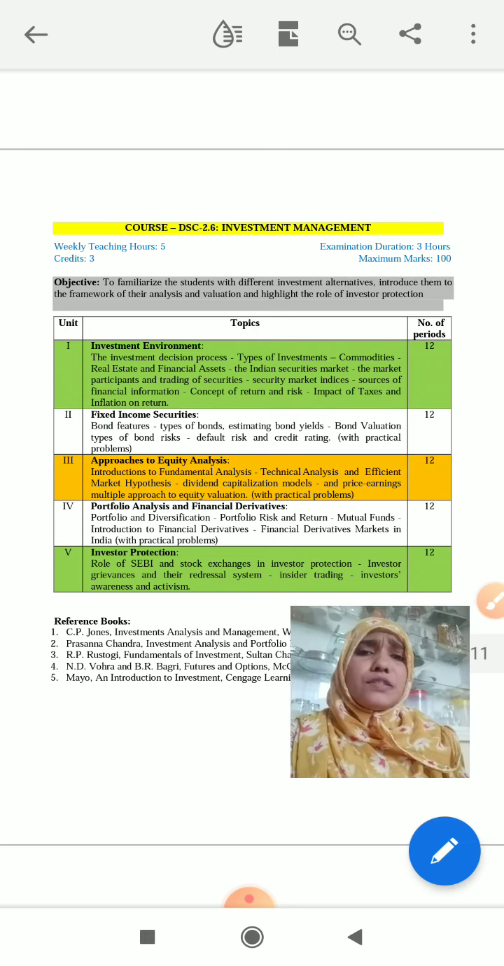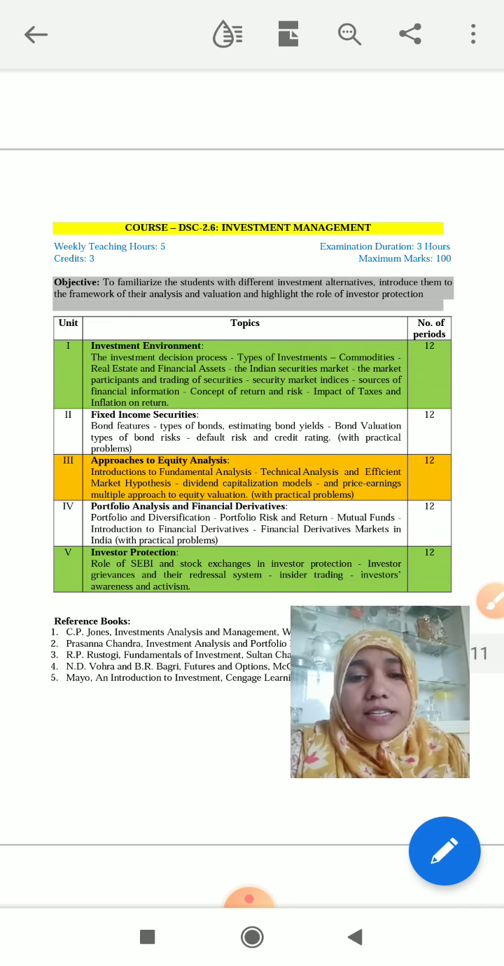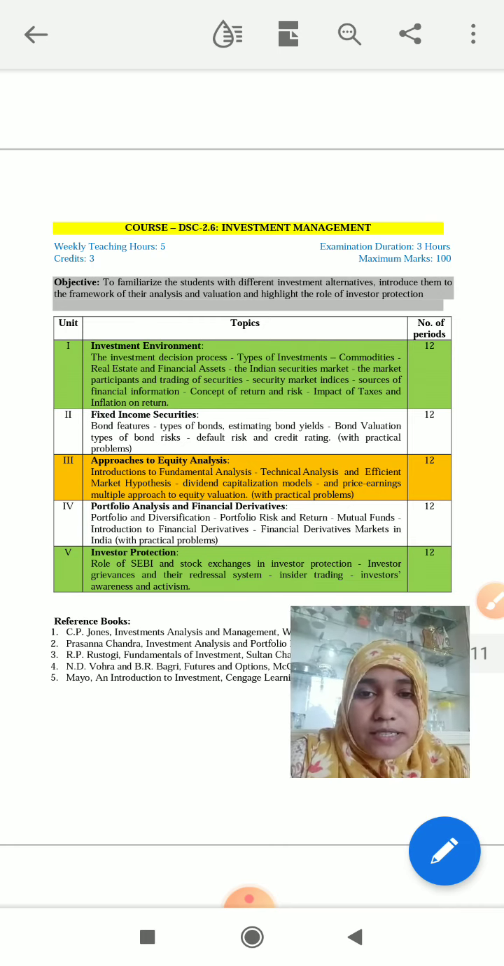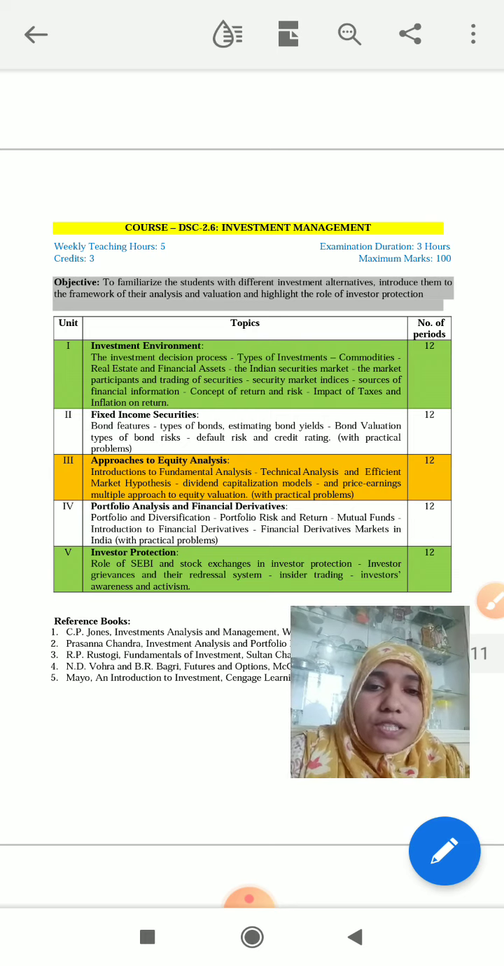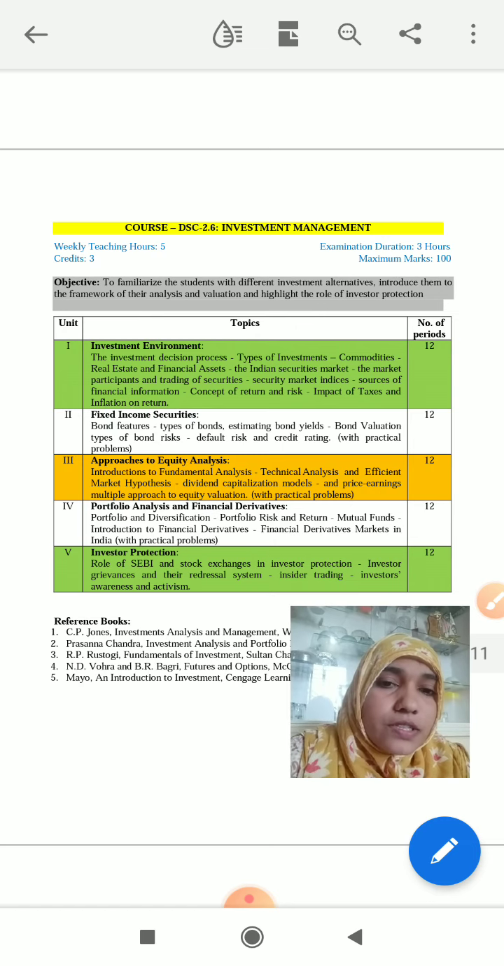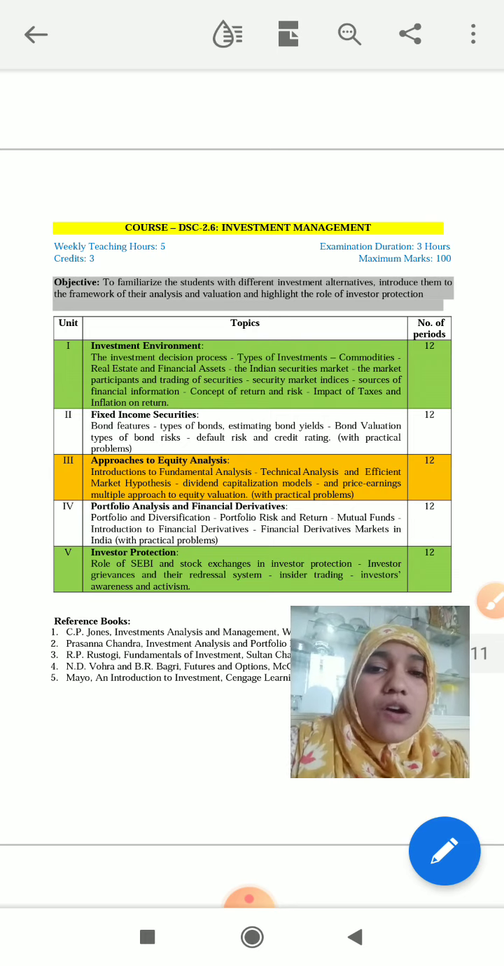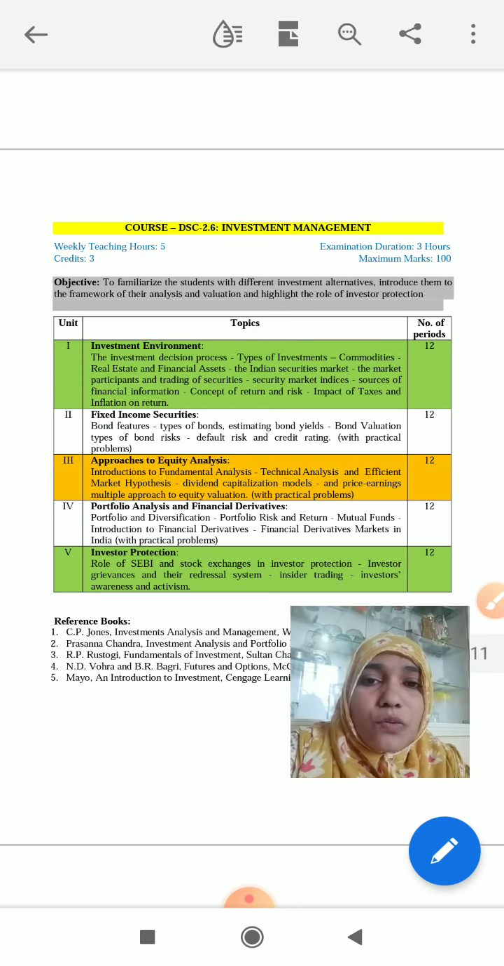Now let's move to the syllabus. My dear students, this syllabus consists of 5 units. First unit is based on investment environment, second is fixed income securities, third is approaches to equity analysis, fourth is based on portfolio analysis and financial derivatives, and the last unit is based on investor protection. These are the 5 units in the investment management syllabus.